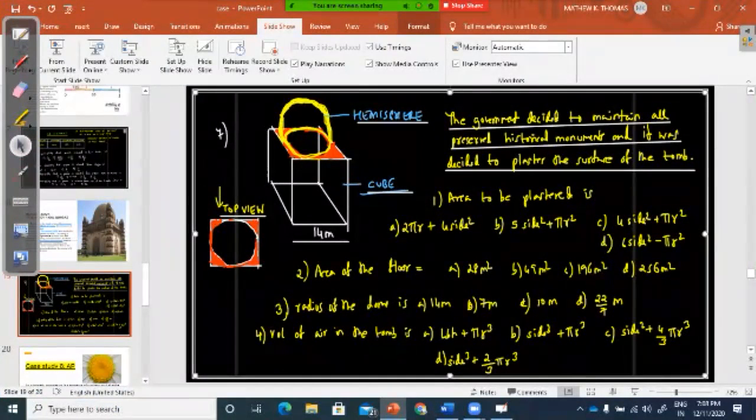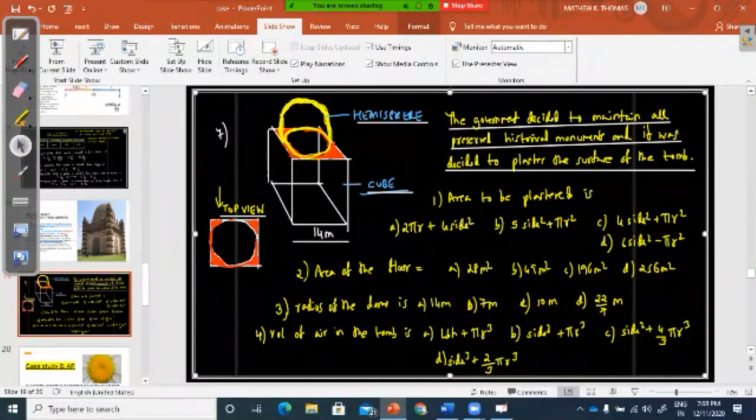Okay. So we come back to this. So this was the option. So we have an option. So what is our answer? The answer is not 6 side square minus pi r square. It is going to be, what was the answer? 5 side square plus pi r square. Okay. How we got it, I have just now explained.